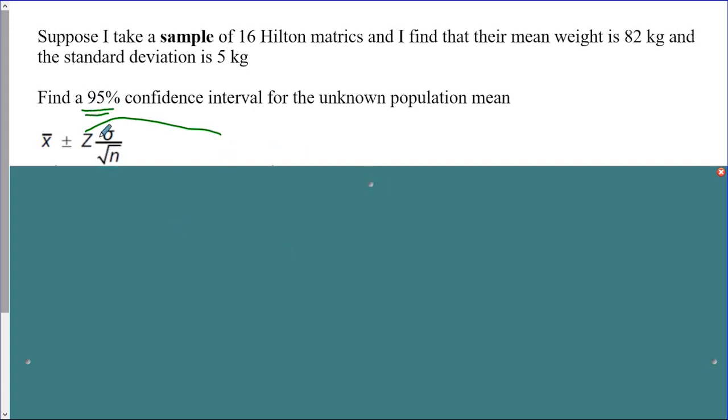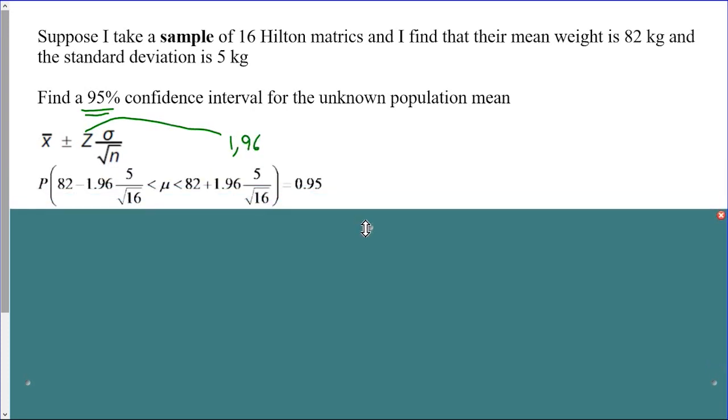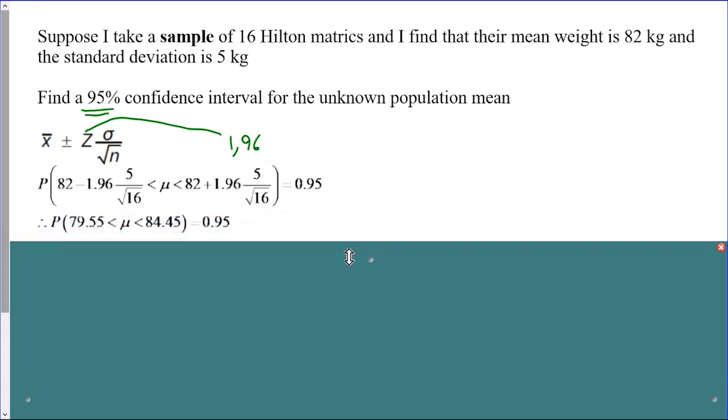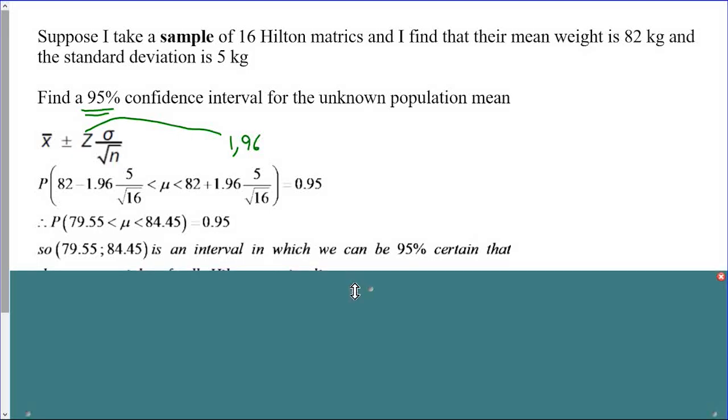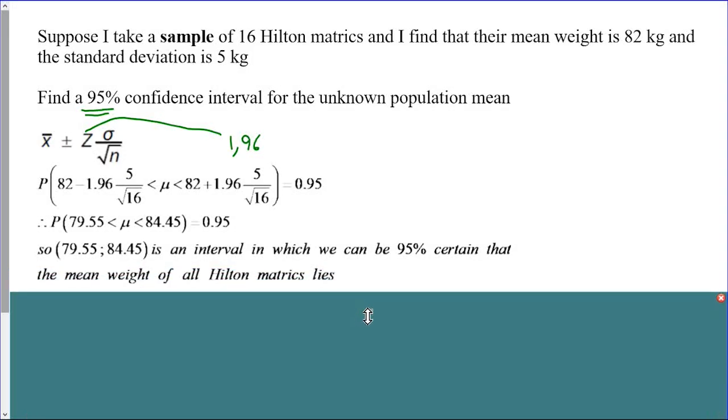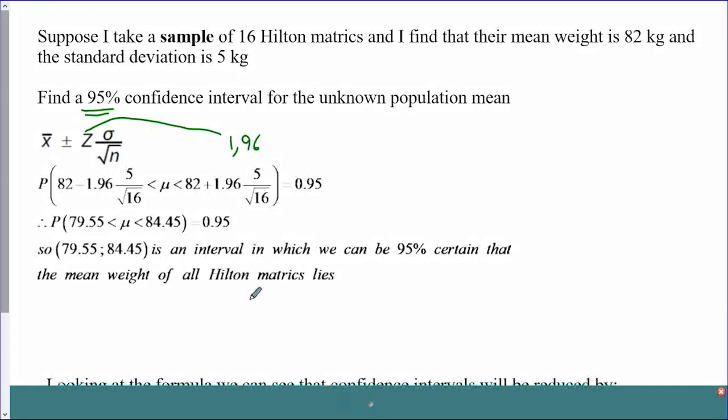Now, you might remember that a 95% confidence interval corresponded to a Z score of 1.96. So I literally plug in the numbers here and I get an interval, and that interval is one in which I can be 95% certain that the mean weight of all Hilton matrix, the entire population, lies. Right, just an important concept.